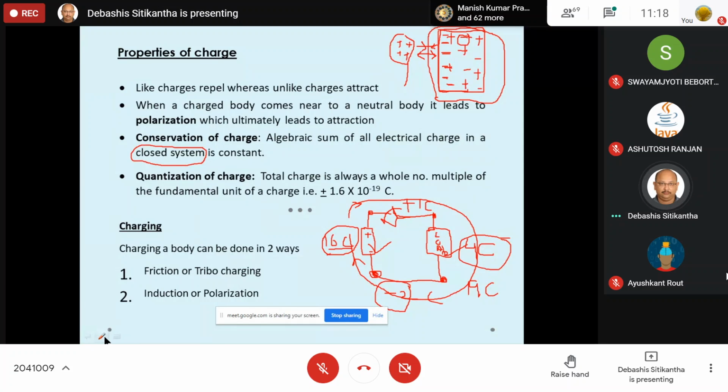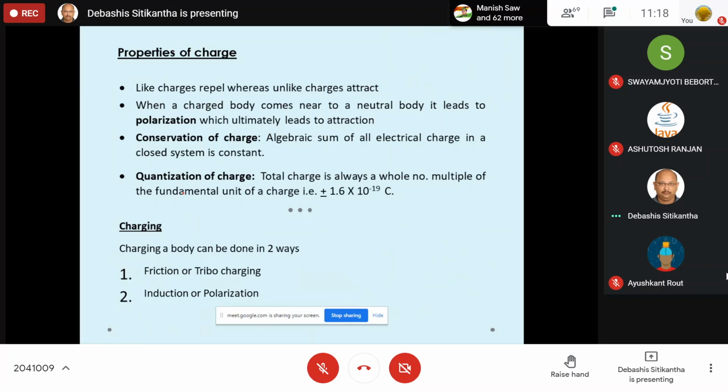What is quantization of charge? Now let us move on to the fourth important property of charge, that is quantization of charge. It is quite easy to understand. Total charge is always a whole number multiple of the fundamental unit of charge, that is positive or negative 1.6 into 10 to the minus 19 coulomb. A unit positive charge contains 1.6 into 10 to the minus 19 coulomb. Similarly, a negative charge or an electron has minus 1.6 into 10 to the minus 19 coulomb. So this is one fundamental unit of charge.